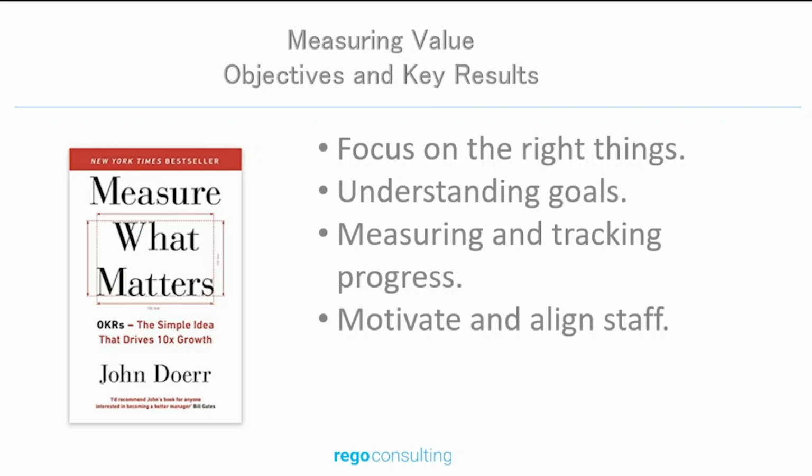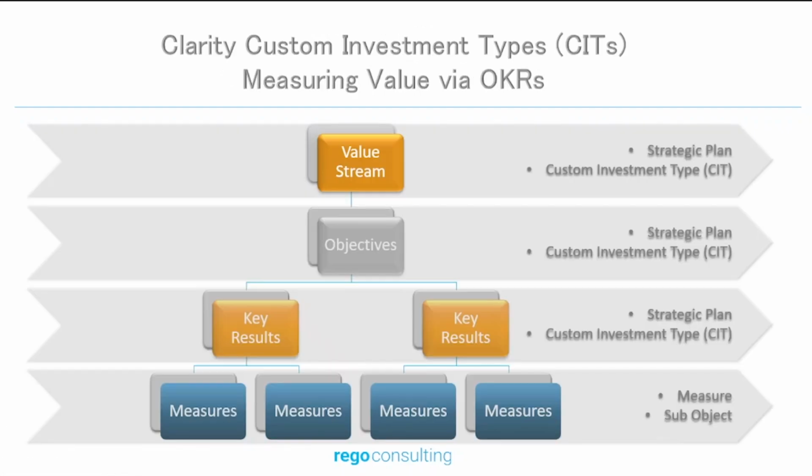In today's session, I'm going to show you how you can use Clarity Custom Investment Types, or CITs, to record your objectives and track your key results. I'm going to start with a high-level overview of how our Clarity configuration will be structured. I'll show you how we have set up value streams, OKRs and measures, and how each measure can be tracked and reported upon on a regular basis. By the end of this session, you'll have a good idea of how you can configure OKRs in your own Clarity instance. We'll then follow up in a subsequent session to show you how to display your OKRs within a Clarity hierarchy.